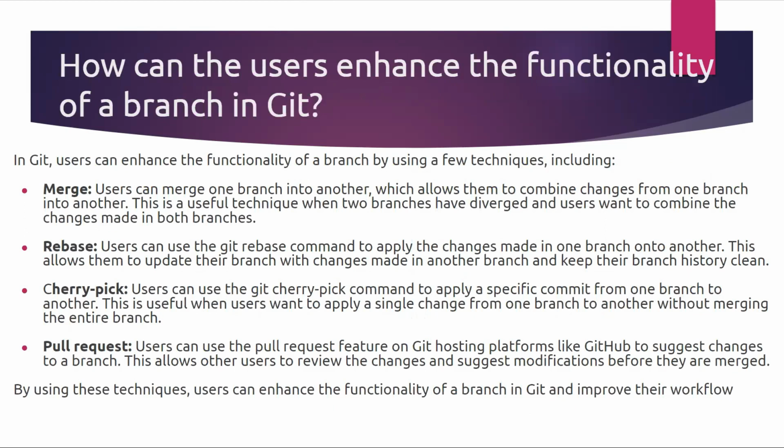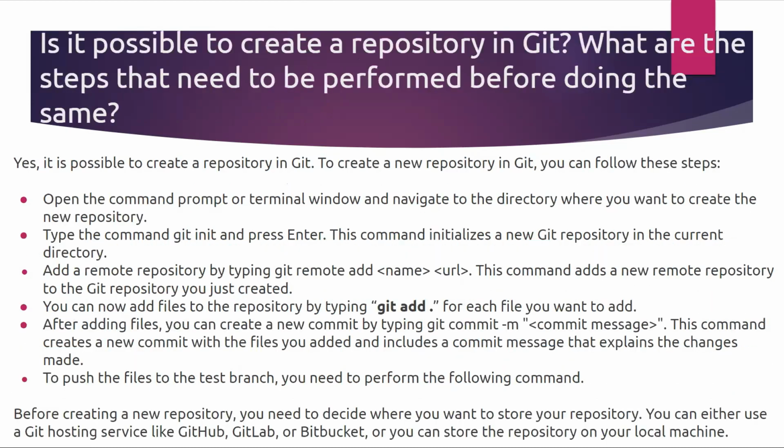Now, how can the user enhance the functionality of a branch in GitHub? In Git, users can enhance the functionality of a branch by using techniques like merge, rebase, cherry-pick, and pull request. So basically, these functionalities can enhance the user's workflow. Basically, this makes things more popular and attractive.